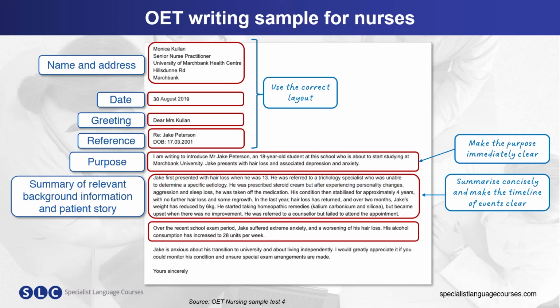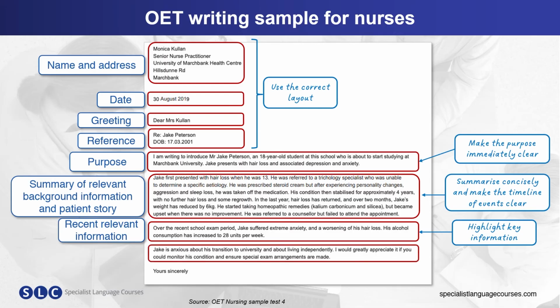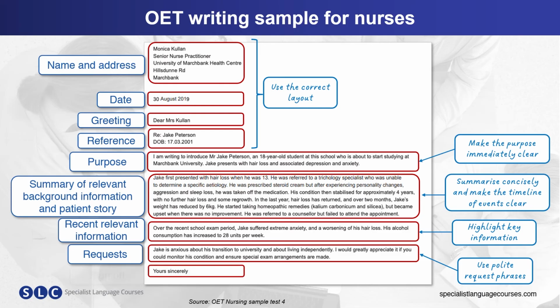In the next paragraph, we can see recent relevant information has been highlighted relating to both hair loss and associated depression and anxiety. And finally, in the last paragraph, we can see that it contains a polite request for monitoring and special exam arrangements, and the letter is then appropriately signed off.